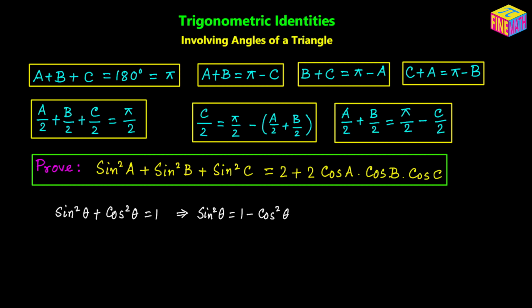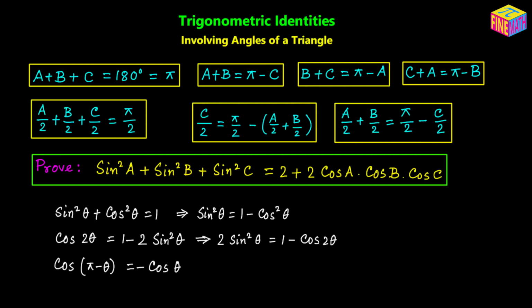And the first concept that we are going to use is the Pythagorean identity that says that sine squared of theta plus cosine squared of theta is equal to 1. And from here, we can say that sine squared of theta can be written as 1 minus cosine squared of theta. And the second concept that we are going to use is cosine of 2 theta is equal to 1 minus 2 times sine squared of theta. From here, we can say that 2 times sine squared of theta can be written as 1 minus cosine of 2 theta. And the third concept that we are going to use is cosine of pi minus theta can be written as negative cosine of theta. So let's get started with the proof.